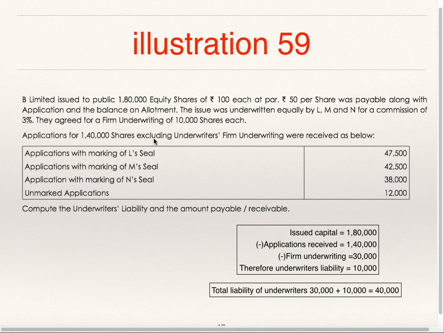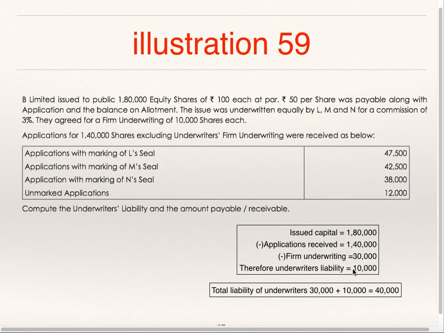Applications for 1,40,000 shares excluding firm underwriting were received as follows. Marked applications of L, M and N, and these are unmarked applications. If you add this, you will get 1,40,000 total number of applications received. Compute underwriter's liability and the amount payable or receivable. Issued capital is 1,80,000 and applications received are 1,40,000.